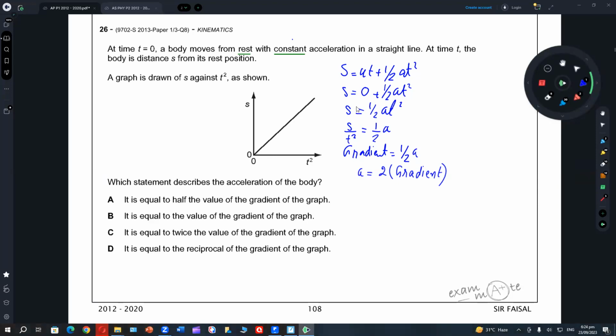So what would be the answer? It's going to be B, sir. How B? Sorry, C. Yes, because it's twice. B cannot be the answer because it's not equal.